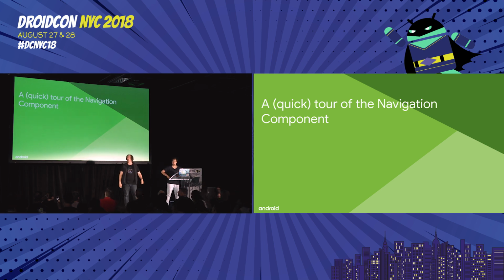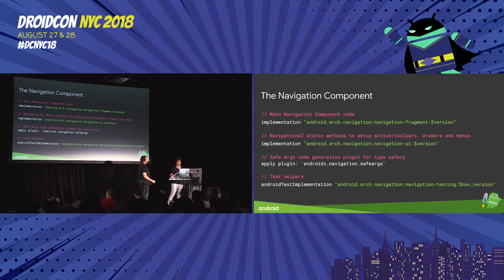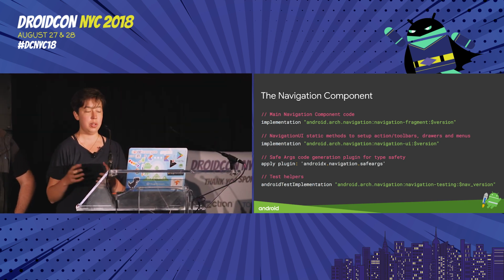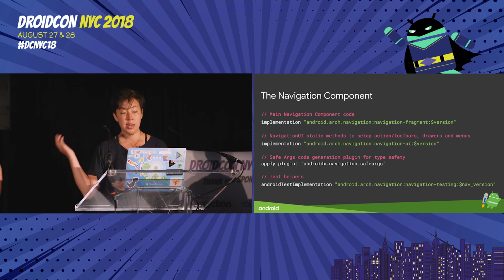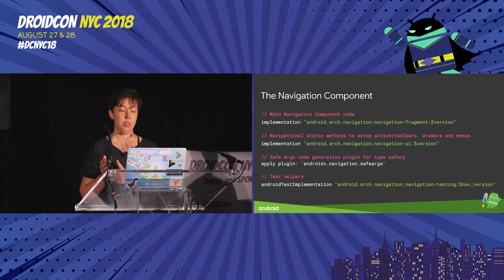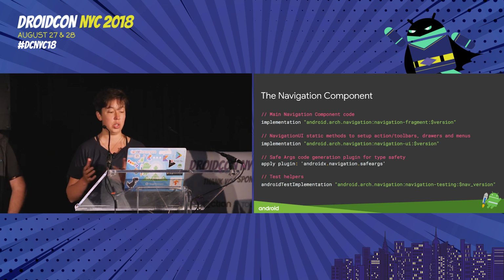OK, cool. So it sounds like we probably do need a quick tour of the navigation component. To start you off, here's kind of what you need to add in Gradle. The navigation component isn't necessarily a single dependency. The first one is the main dependency up there, which has everything you need to get basic navigation to work and have navigation graphs.